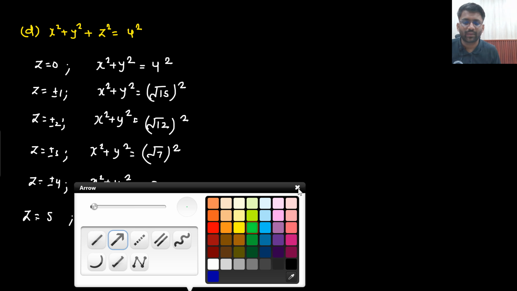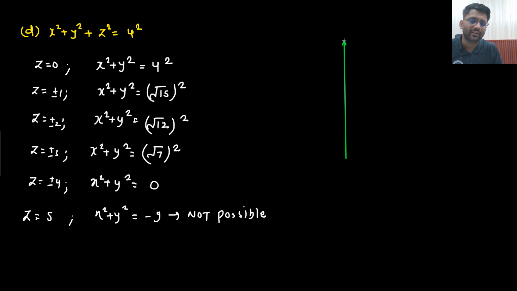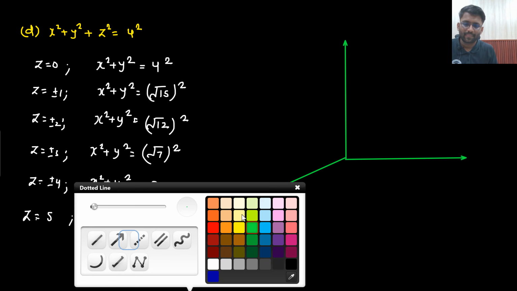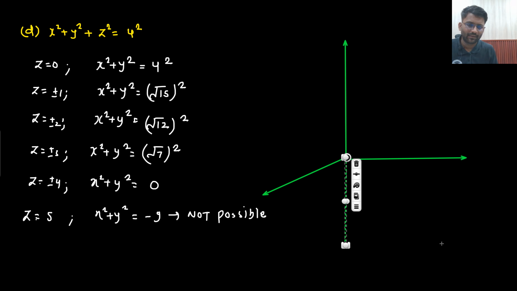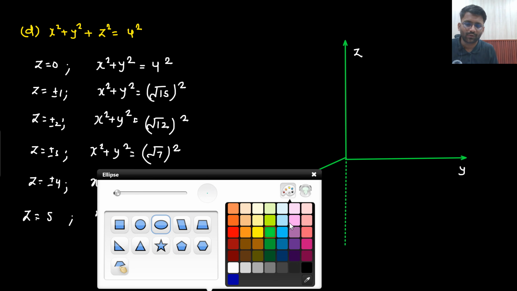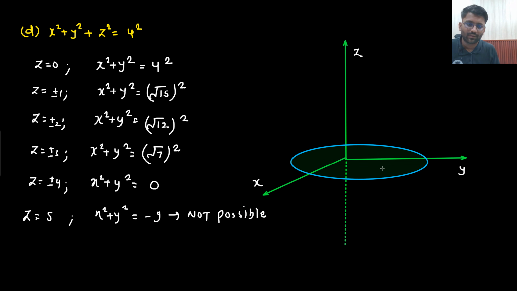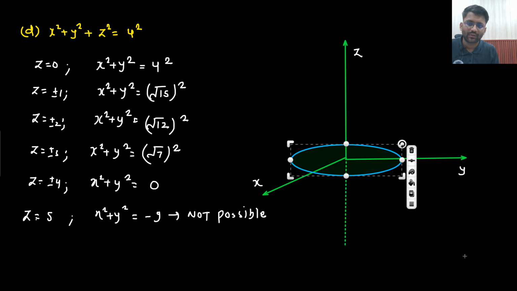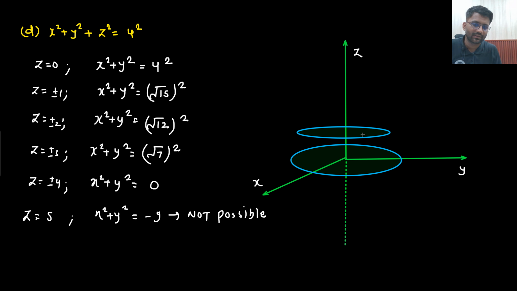So what scenario am I getting? The scenario that I am getting is somewhat like this. This is your x, this is your y, this is your z. So x square plus y square equals to 4. Then x square plus y square equals to under root 15, which is a bit lesser.